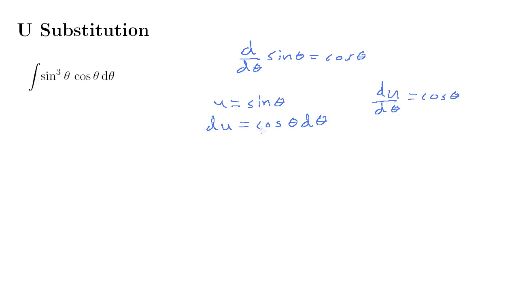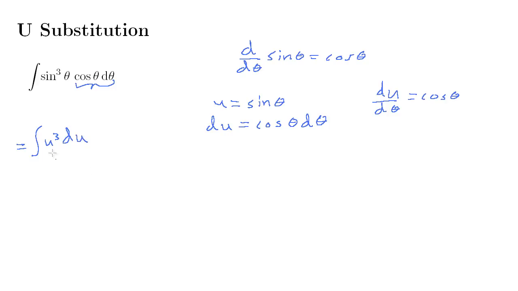And now we see this part right here, this cosine theta d theta, is exactly what we have here. I'll do examples later where it's not exactly the same, but let's start off with something simple. I think that's the best way to do it. So now we're ready to make our substitution. So this is equal, well, sine of theta is u. So we have sine cubed of theta, so that's the integral of u cubed. And then cosine theta d theta is equal to du.